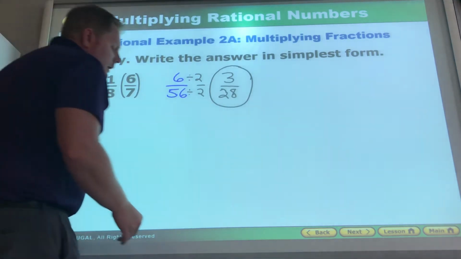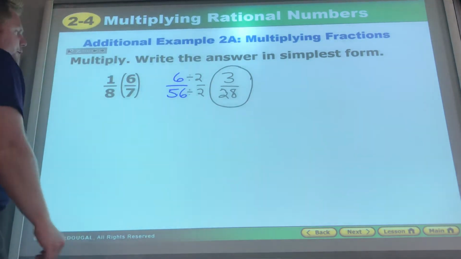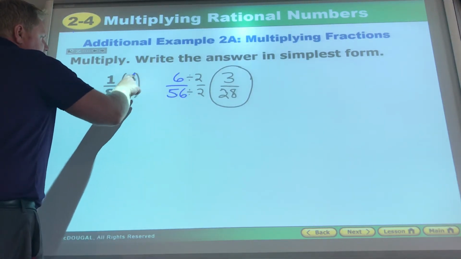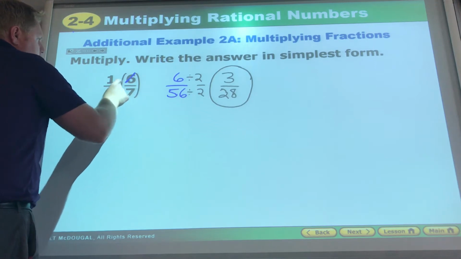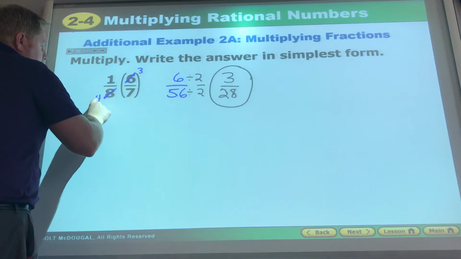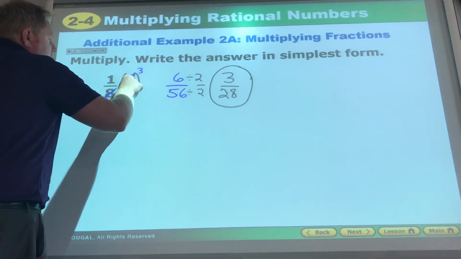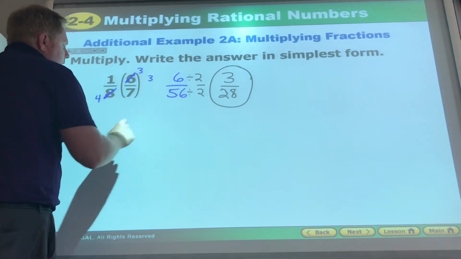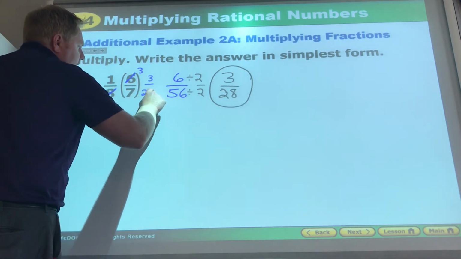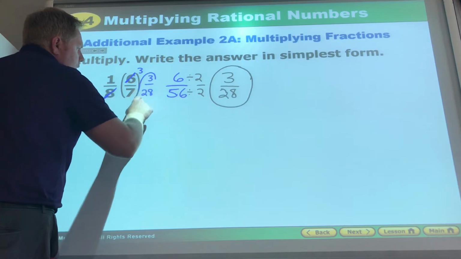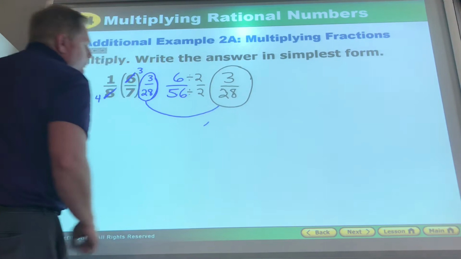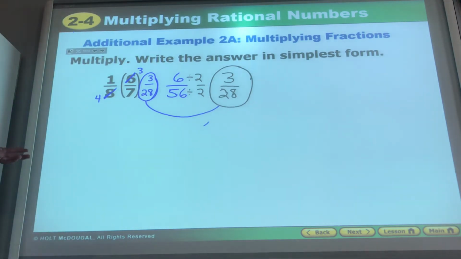All right? Now, there's one thing I would prefer to do. If I can see, I can take 2 out of 2. Watch this. If I divide the top by 2 and the bottom by 2, 6 divided by 2 is 3. 8 divided by 2 is 4. 1 times 3 is 3. 4 times 7 is 28. We can reduce before we multiply.